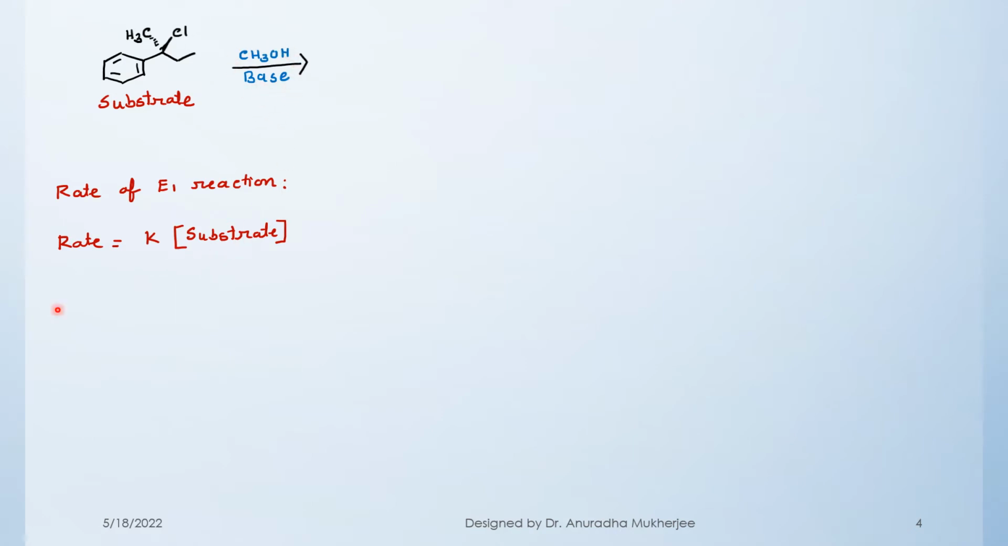So according to the rate law, the rate of the reaction will be rate equal to K into the concentration of substrate. K is the rate constant. So now I can write that this is the first rate, where the concentration of substrate is C. So rate 1 equals K into C.